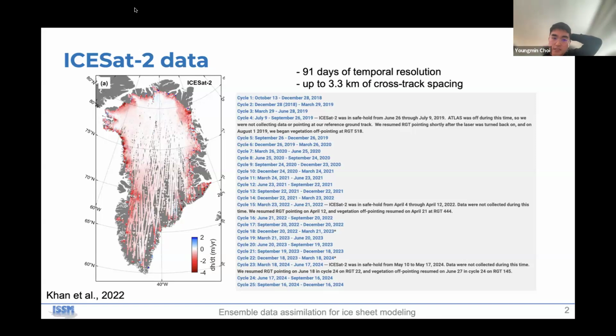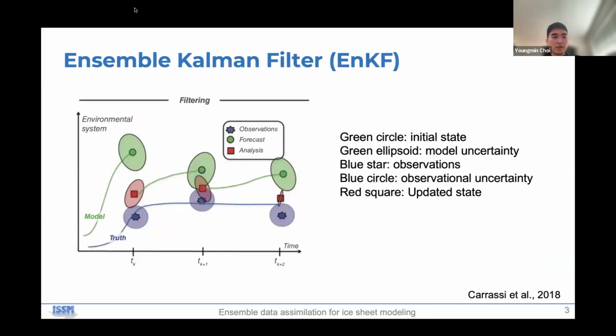It's a similar situation for the surface velocity data. Again, thanks to many satellite platforms, we now have velocity data every month or even every few days for temporal resolution. So to assimilate those large data sets, we can rely on the ensemble Kalman filter, which allows us to sequentially assimilate time series of data into our model.